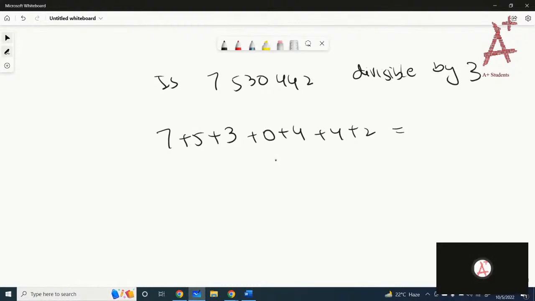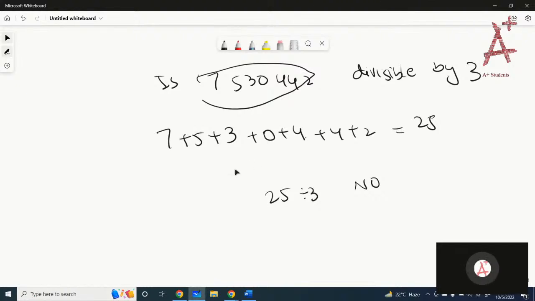7 and 5, 12. 12 plus 3 is 15. 15 plus 4 is 19. 19 plus 4 is 23, and 2 is 25. Is 25 divisible by 3? No, we don't have 25 in the table of 3. That means no, the number is not divisible by 3. Got it? The correct option is no.